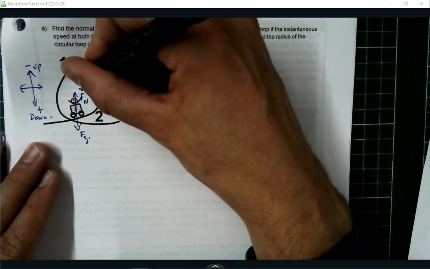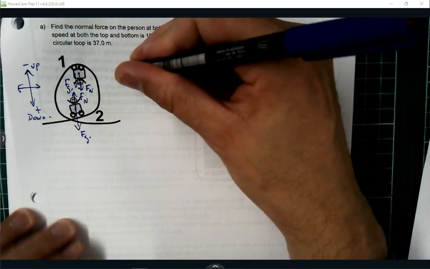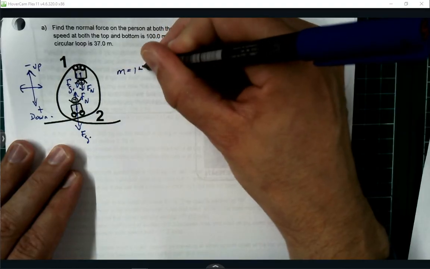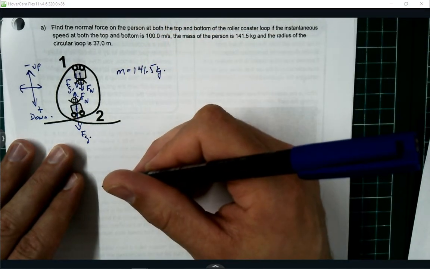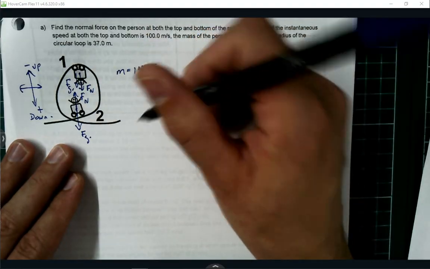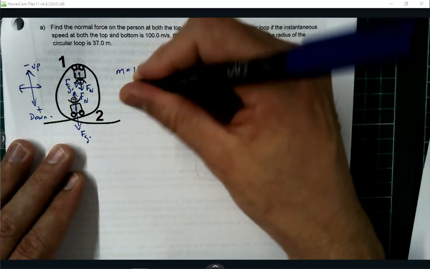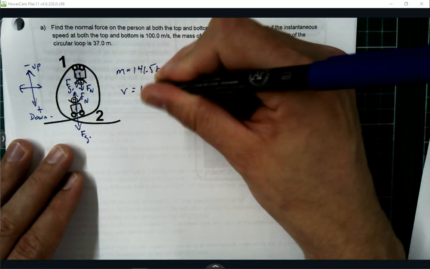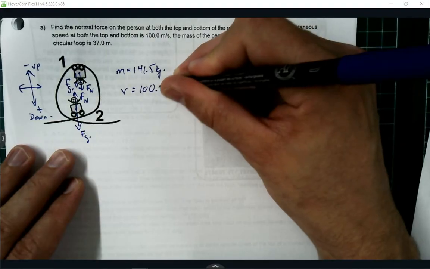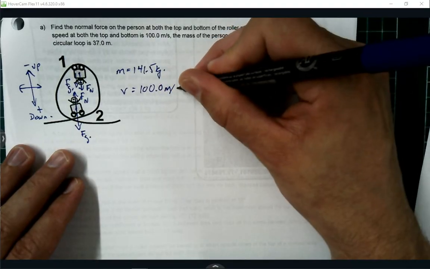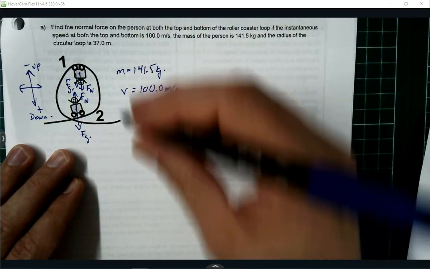Down also, right? So FG. And so if I were gonna clean this up a little bit, maybe I have a mass of 141.5 kilograms for the person in the car. And I know that's not really a round number, but that's okay. And you gotta accommodate all kinds of random masses on these rides. Speed of 100 meters per second. Oh my gosh, that's fast.